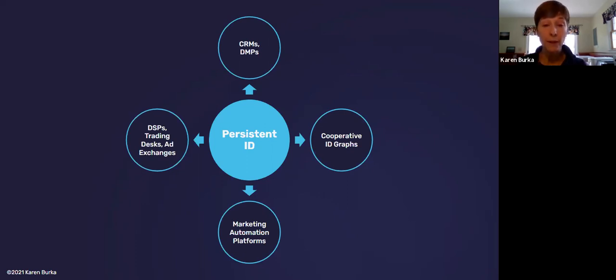APIs can be very specific. You can have an API for personally identifiable information. You can have an email API. You can have a device API. You can have a household API.